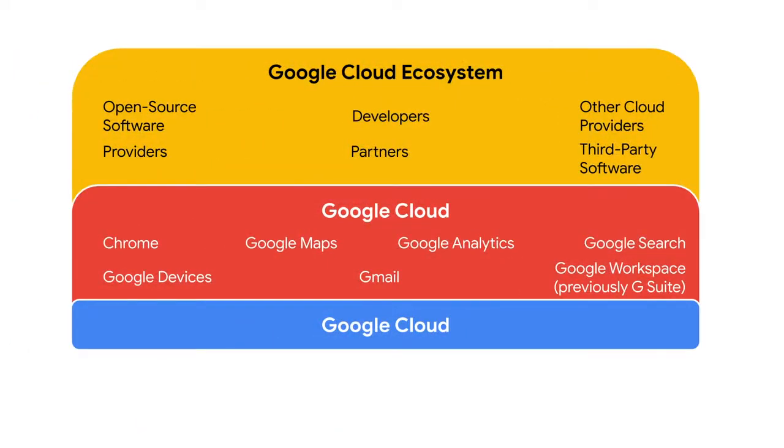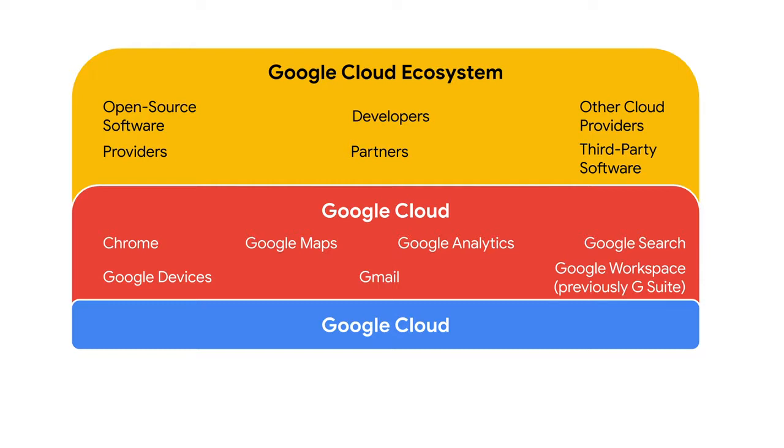Before we start using all of the different services that Google Cloud Platform or GCP offers, let's talk about what GCP is. When you look at Google Cloud, you'll see that it's actually part of a much larger ecosystem. This ecosystem consists of open source software, providers, partners, developers, third-party software, and other cloud providers.